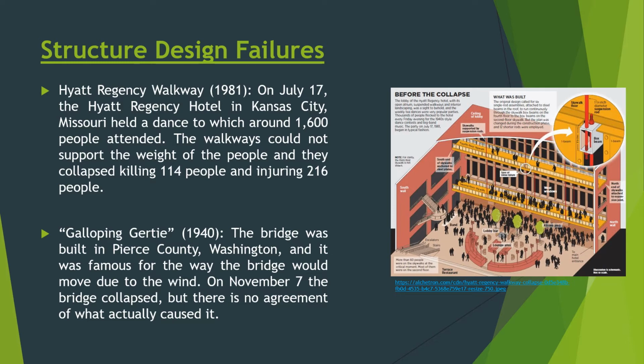And these two examples caused a lot of rules to be added to construction. So for the walkway, bridges now have beams that hold them, and for bridges now they have to do wind tunnel tests just in case, so that everything will be good and no harm would be caused to the people, and of course a lot of money, since building all these structures costs a lot of money to the people that build them.